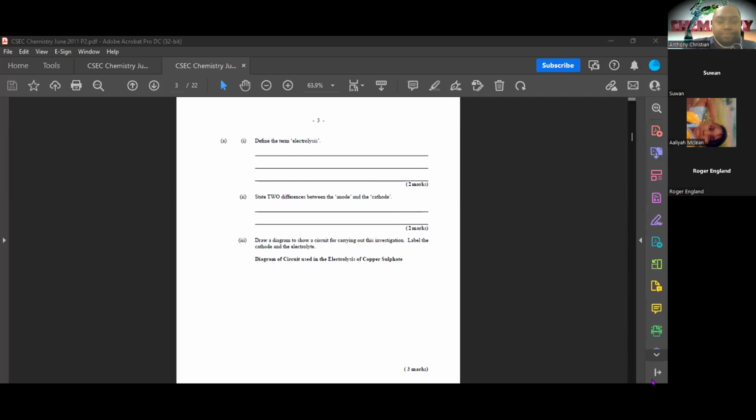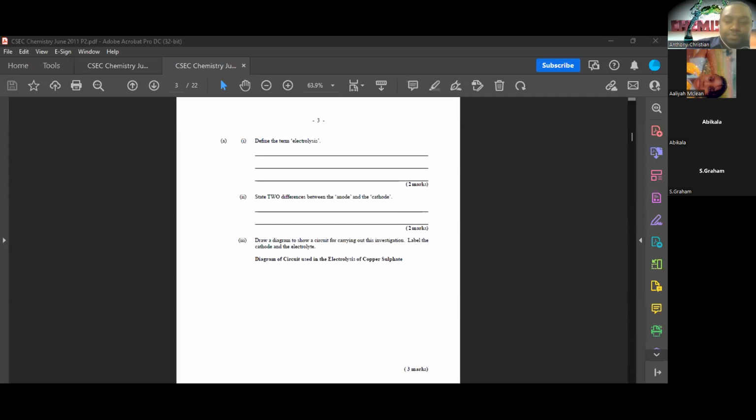There's only one thing that was left off, the site of oxidation and reduction. Which one of those will have oxidation? Which one will have reduction here? The anode, sir. So oxidation occurs at the anode and reduction occurs at the cathode. Nice. That was it.